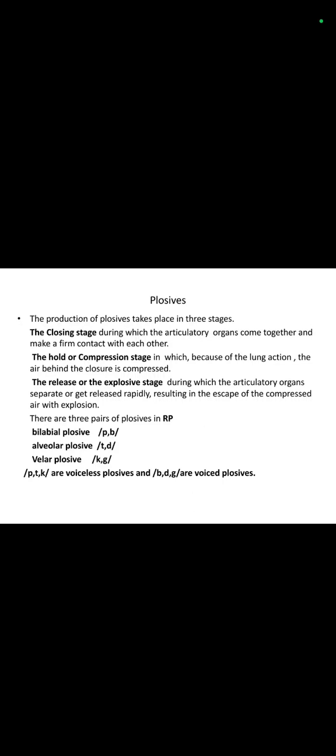There are 3 pairs of plosives in Received Pronunciation. Bilabial plosives, where p and b sounds are there. Alveolar plosives for t and d sounds. Velar plosives, k and g sounds. The sounds p, t, k are voiceless plosives, and b, d, g are voiced plosives.